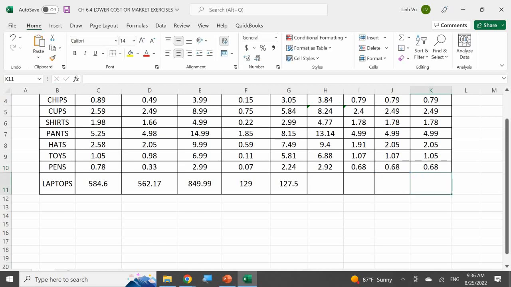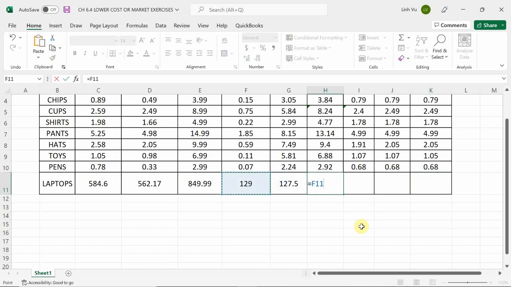Last example is going to be a laptop. It cost me $584.60. The market is now telling me it is $562.17. I sell it for $849.99. To dispose is going to cost me $129, and the amount of profit I want to get out of it is $127.50.